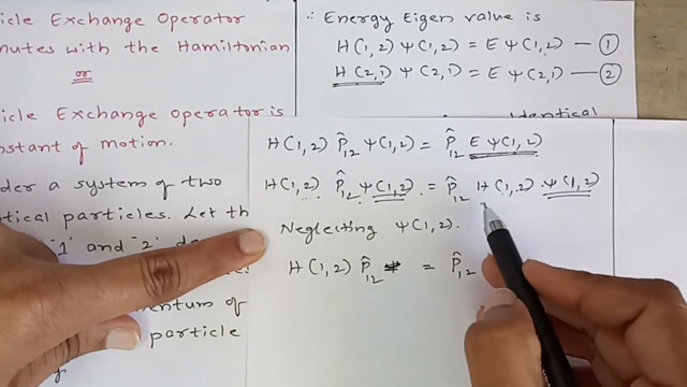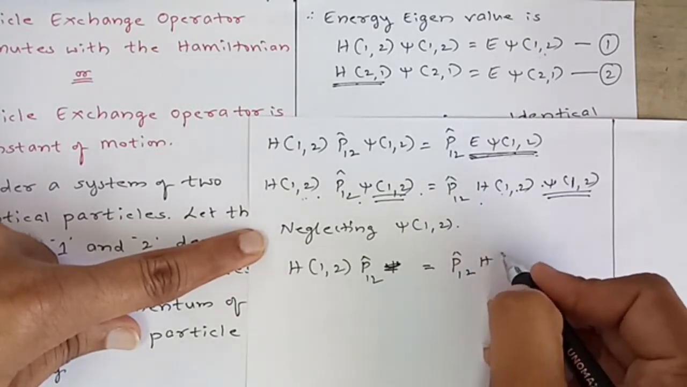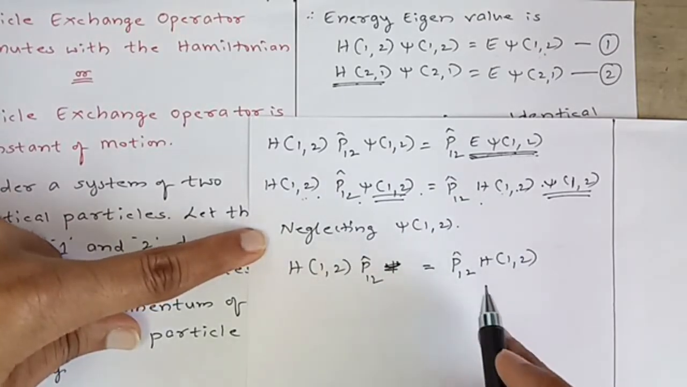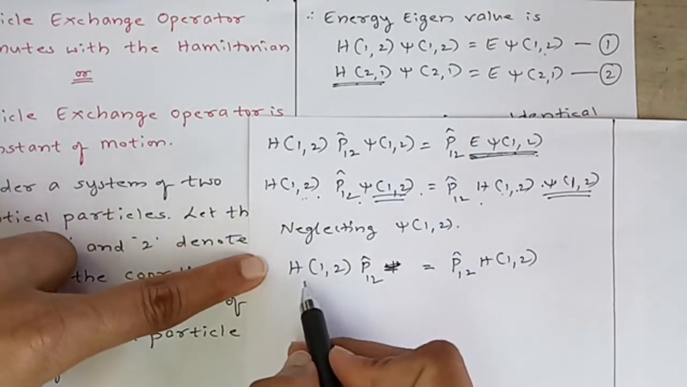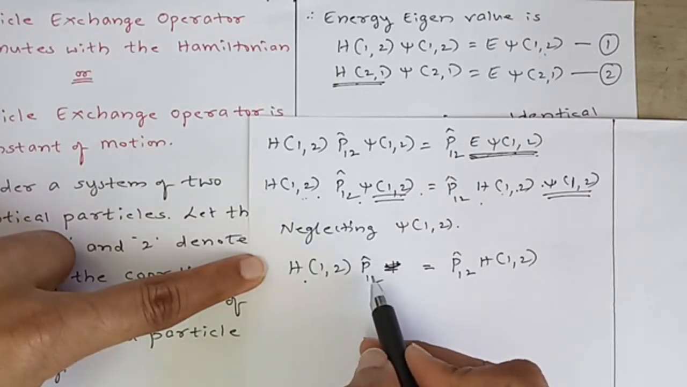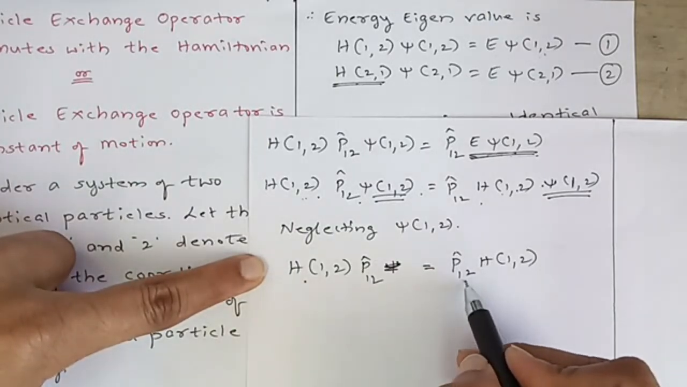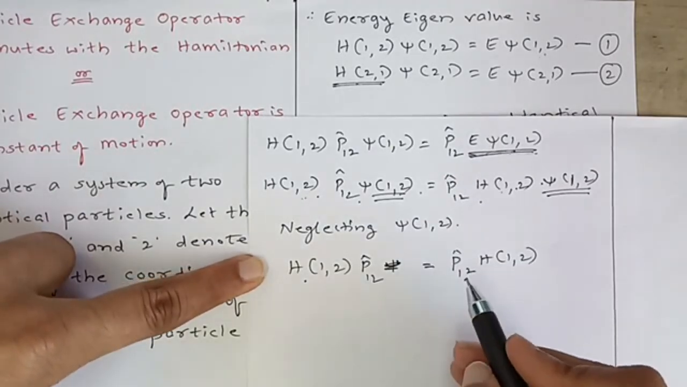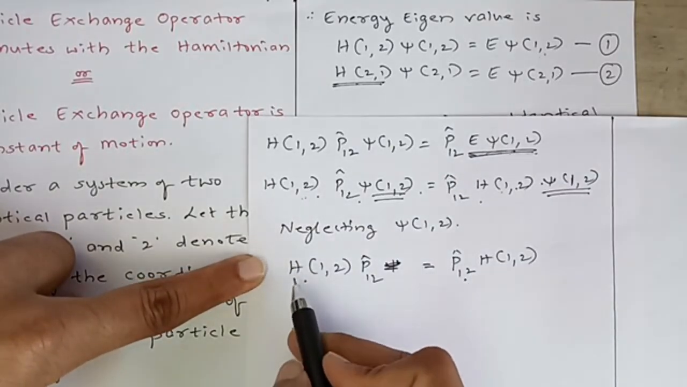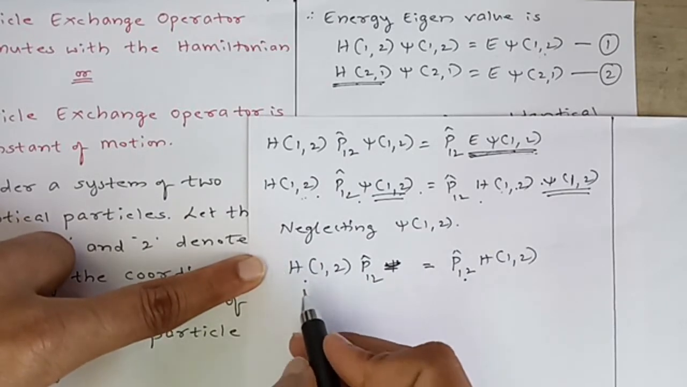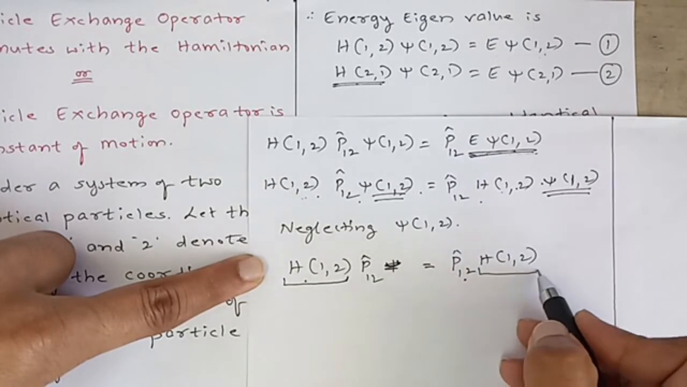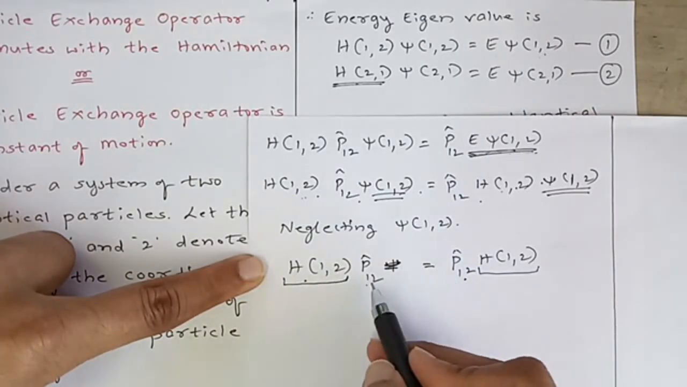P_{12} H_{1,2}. Now, if we look at this one, here we have the Hamiltonian, here we have the particle exchange operator, and here this is the Hamiltonian operator. These are all operators: this is the Hamiltonian operator, this is the Hamiltonian operator, and this is the particle exchange operator.